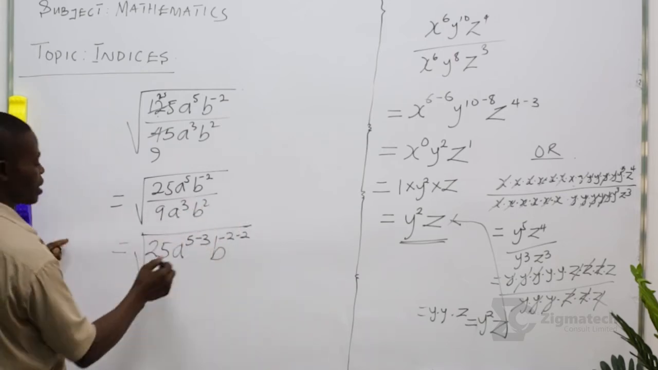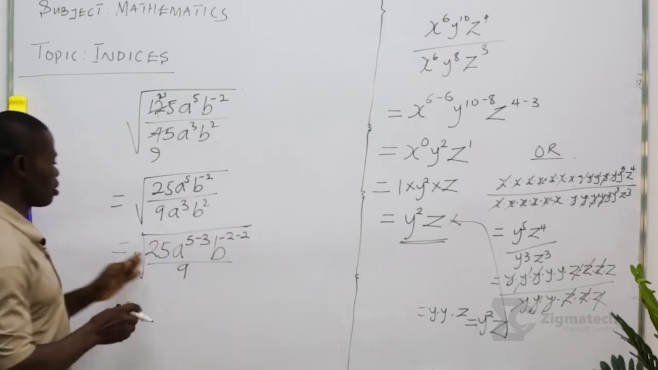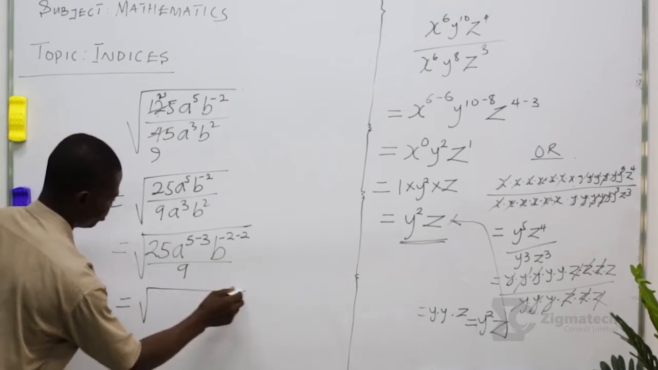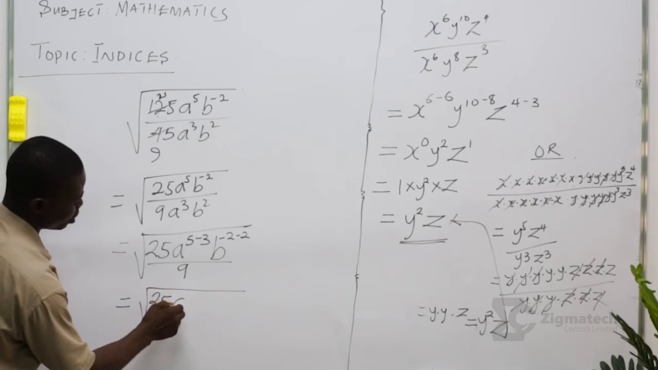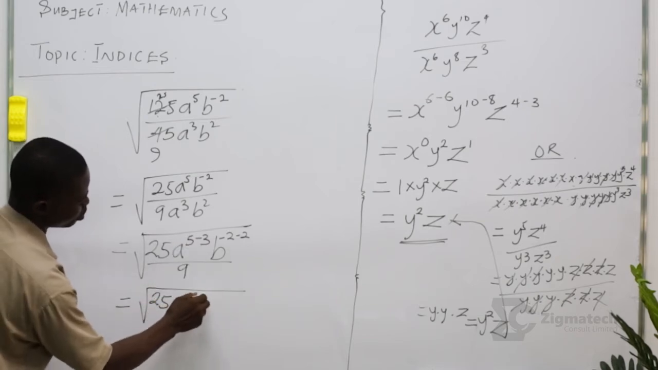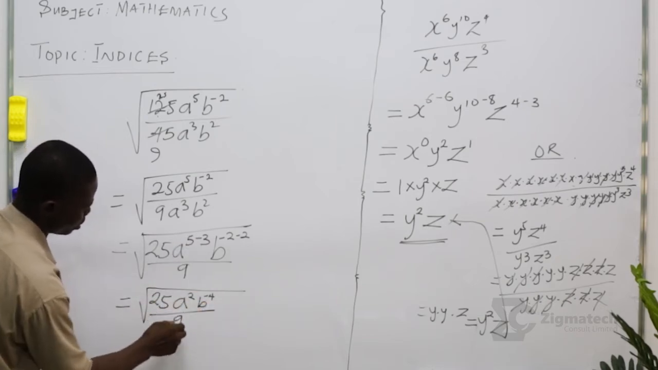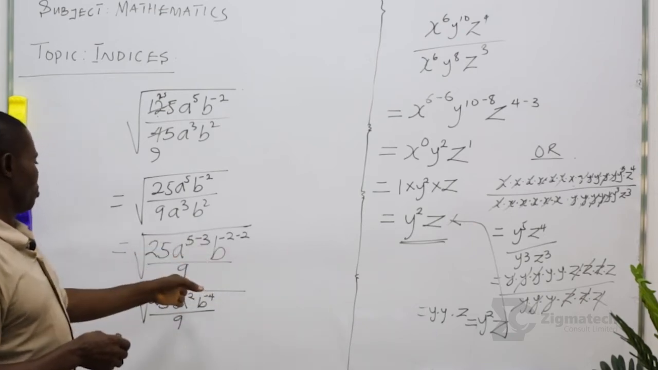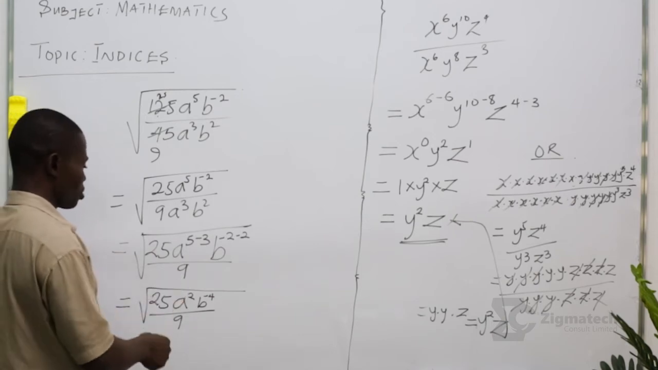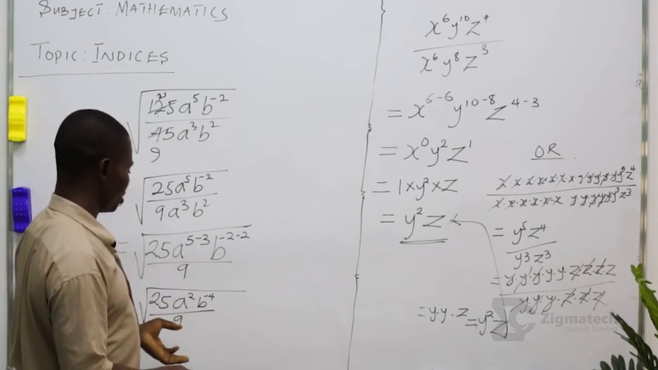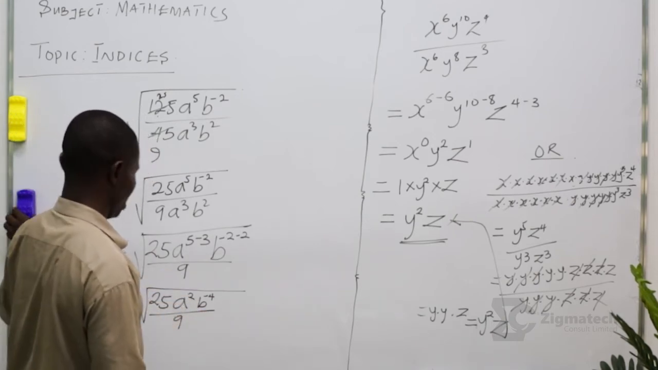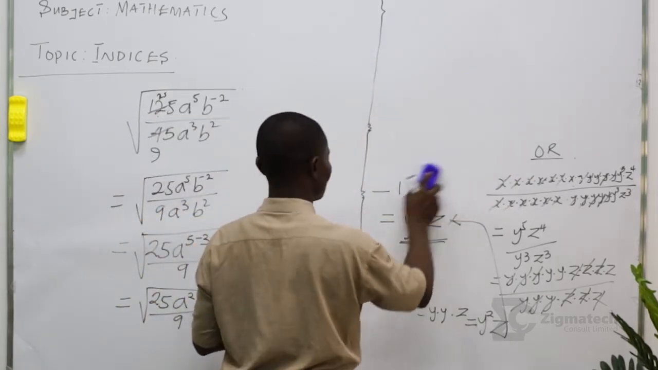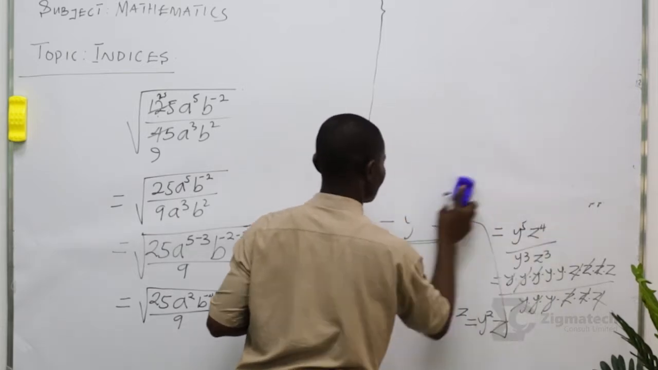We don't have anything again at the denominator apart from the number 9. So what do you have now? You can say that 25a square b raised to the power minus 4 all over 9. Most of you make this mistake while you are dealing with the square root of powers. If you are dealing with square root of power, there is a way you handle it. It's not like the normal square root you are dealing with. Now look at what will happen to the a raised to the power 2 and b raised to the power minus 4.